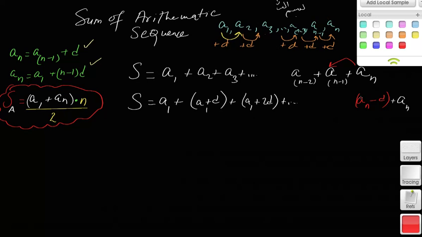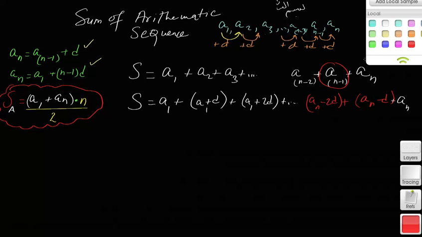So in other words, I'm going to rewrite this term in terms of a sub n minus d. I take a d from this. And then I can write this term as a sub n minus 2d, correct? So to get from here to here, I can subtract a d, and to get from here to here, I have to subtract another d. So I can rewrite this term.